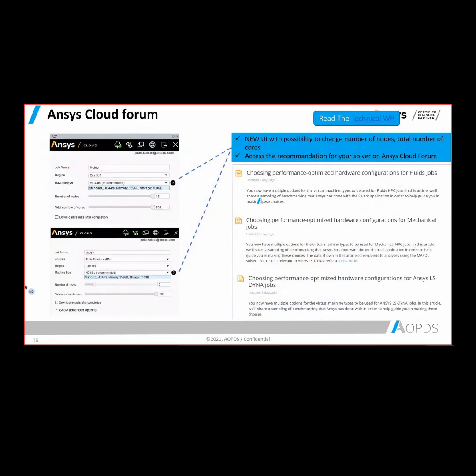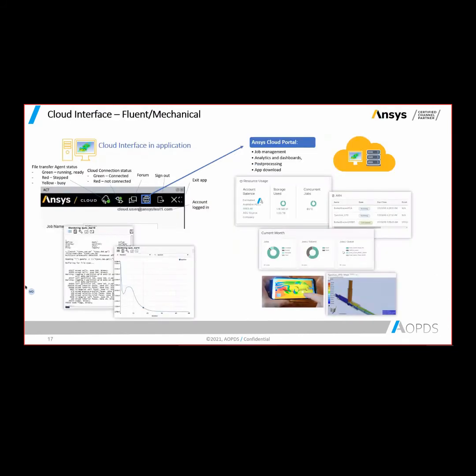Here on the left is what it's going to look like. So if you have the cloud subscription and you are, let's say, running a CFD simulation, here under the job name you can select your job, your region, your machine type, then the number of nodes and number of cores, and just hit submit. Ansys will automatically upload your file to the cloud, solve it, and download it back, and you can see the results.